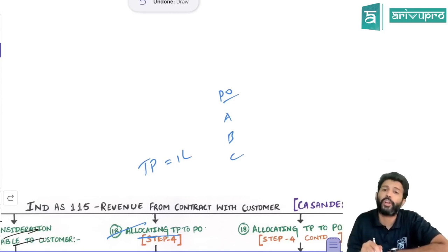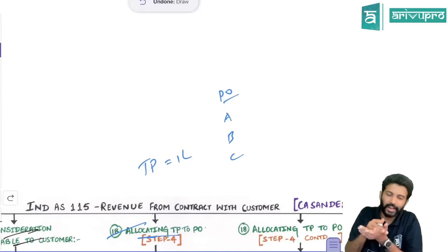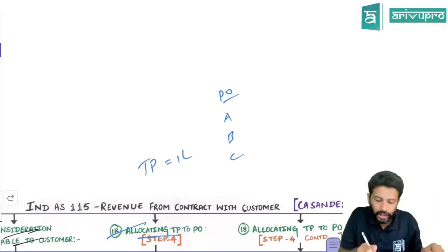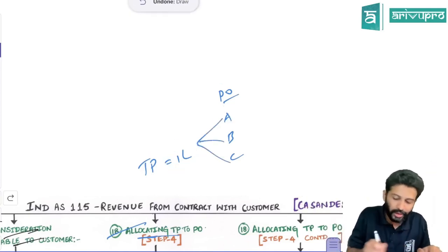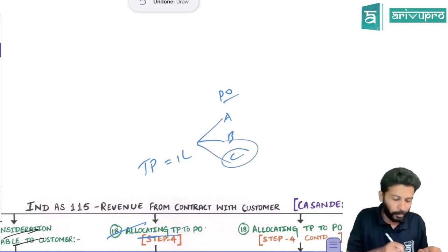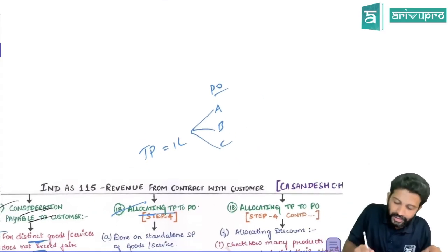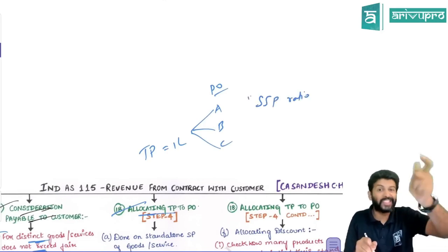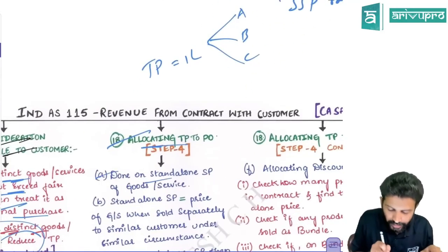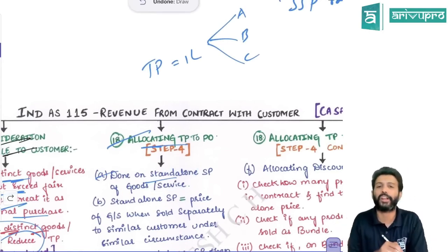If this is the case, then in this fourth step, this particular transaction price should be allocated to all the performance obligations. So out of this 1 lakh, some portion will be allocated to A, some portion to B, and some portion to C. How much? We'll see. Okay. And normally this allocation we do in the standalone selling price ratio. In the SSP ratio, this allocation of transaction price to performance obligations, we do in the standalone selling price ratio.